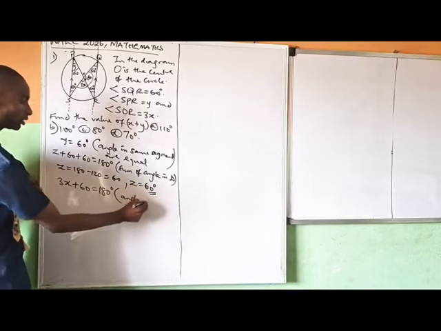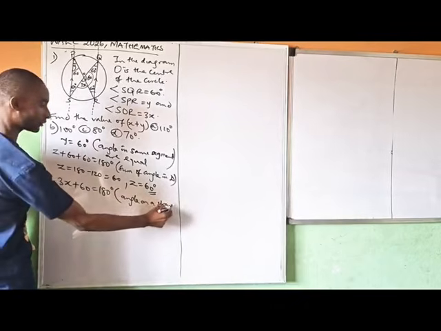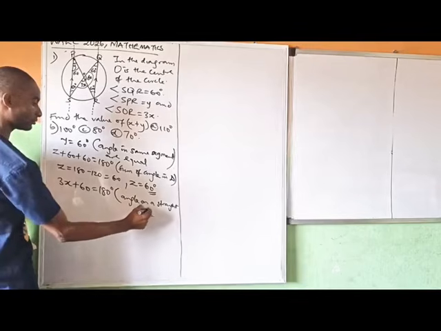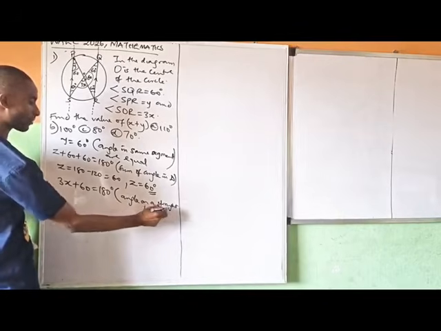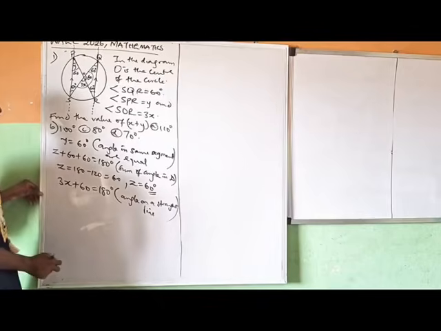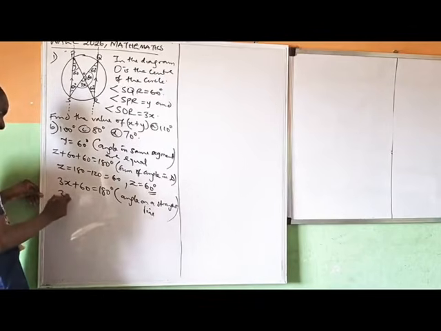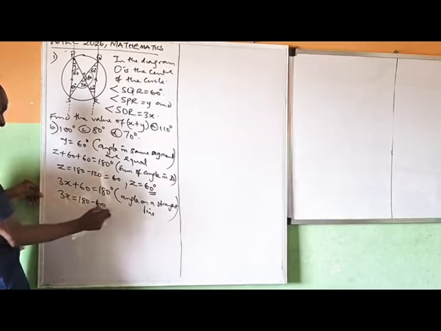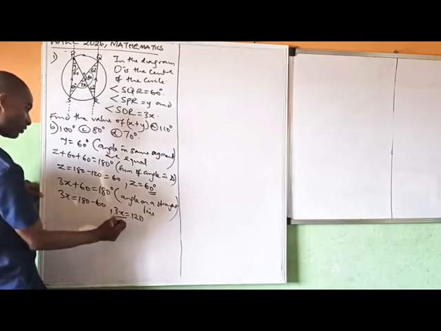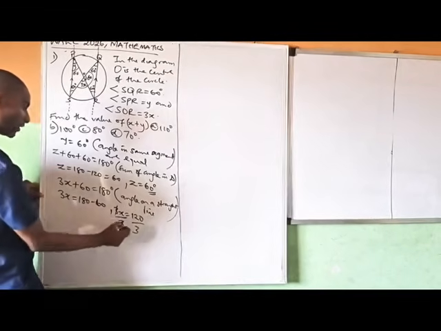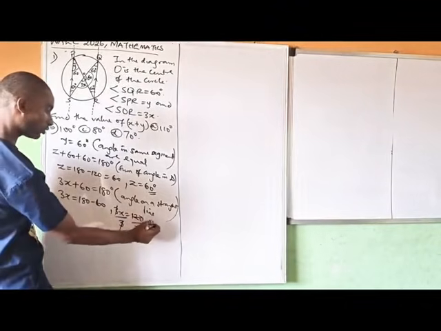Angle on a straight line. Sum of angles on a straight line. So that is 3x equals 180 minus 60. That's going to be what? 3x is equal to 120. Divide both sides by 3. So my x is going to be equal to 40.